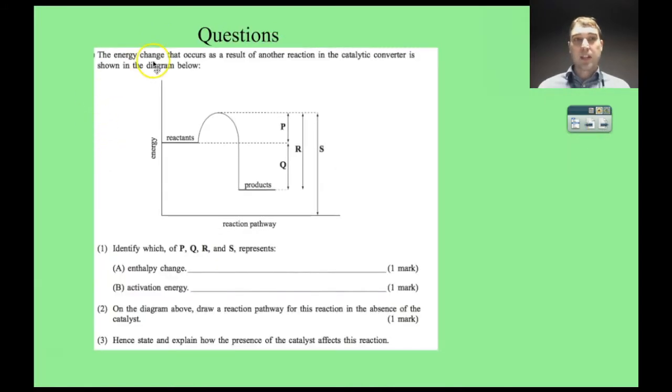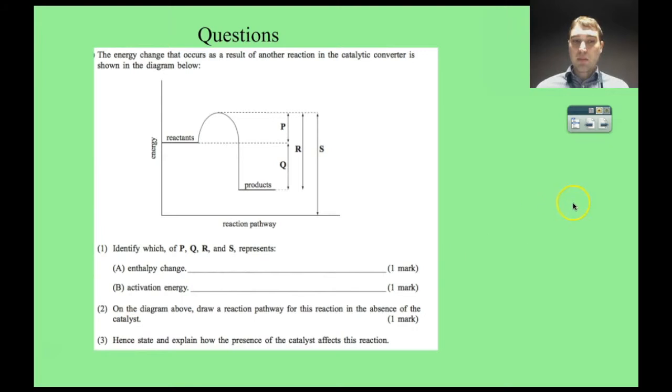So here's a question. The energy change that occurs as a result of another reaction in the catalytic converter is shown in the diagram below. Identify which of P, Q, R, and S represents the enthalpy change. So the enthalpy change is going to be Q, because that's our difference between the reactants and the products. So that's our delta H value. So out of P, Q, R, and S, which one's the activation energy? The activation energy is going to be P. So that's the difference in energy between the reactants and then our activated complex at the top here.